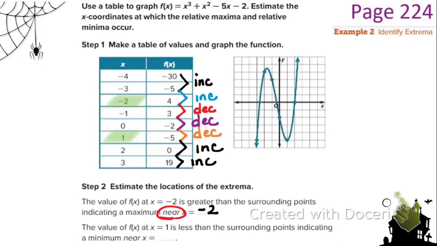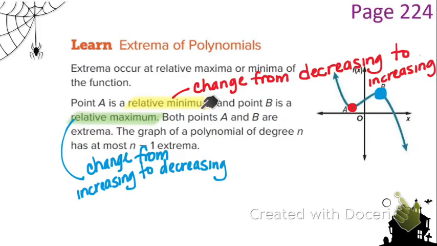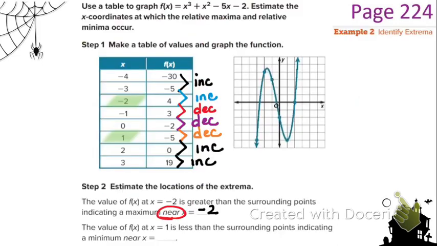Because when you change from decreasing to increasing, that's a minimum. So somewhere near 1, we have a minimum. Now, we do have a graph, but you won't have a graph on the homework, so you can see that here, which is near -2, it's not at -2, but it is near -2, we do have a maximum. And then near 1, we do have a minimum.